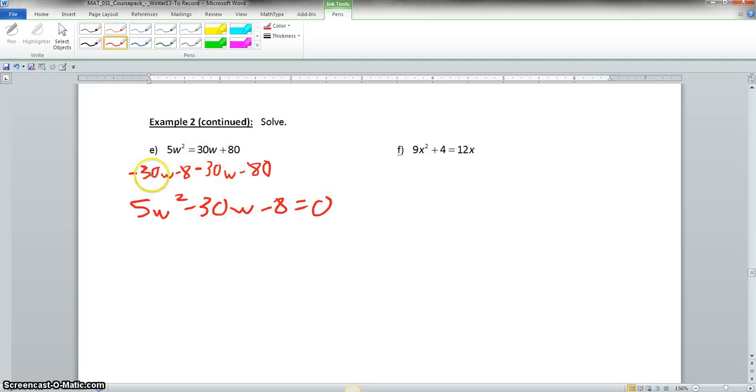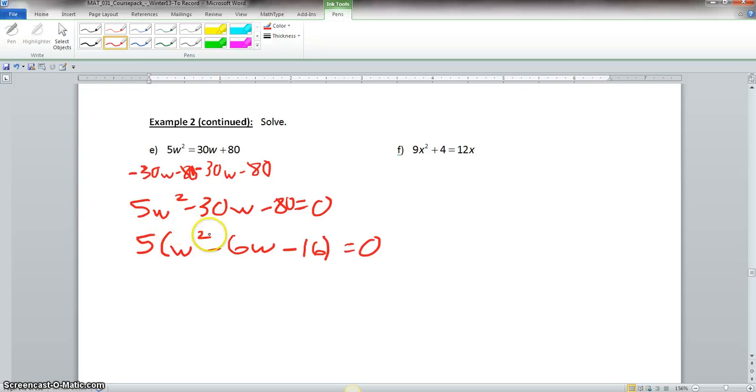Okay, now one other thing that I didn't tell you is this here. The a value with this 5w squared cannot be negative. That's why we moved the 30w and the 80 to the opposite side. Oh, it's supposed to be 80, not 8. Okay, so that should be 80. Okay, now 5w squared, 30w, and 80. Okay, now we can factor out a 5. And we will be left with w squared minus 6w minus 16 equals 0.